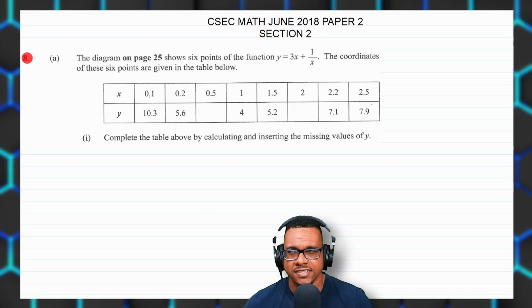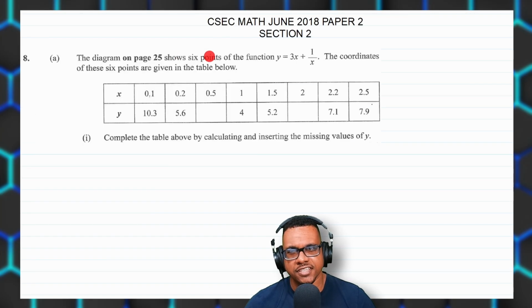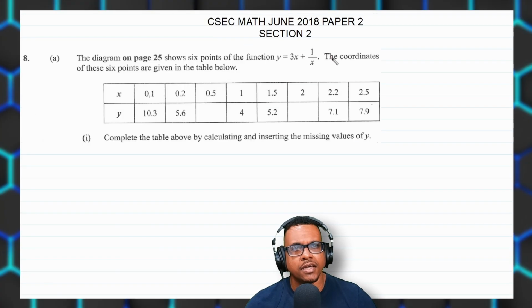So here we have question 8, which is the first question for section 2. For part A, in the diagram on page 25, so that will be this diagram here, it shows 6 points of the function y is equal to 3x plus 1 over x. Let's see, point number 1, 2, 3, 4, 5, 6. Now they're saying that the coordinates of these 6 points are given in the table below.